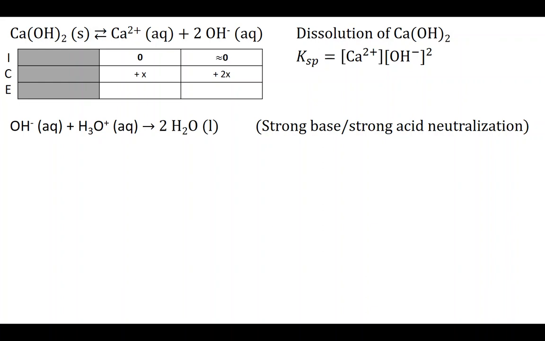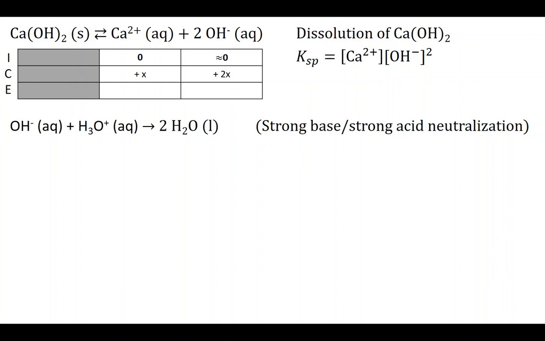Now we know that whenever calcium hydroxide dissolves, twice as much hydroxide ions go into solution for every 1 calcium ion, and you can tell that from the coefficients in our balanced equation. So the change portion for calcium is just going to be plus x, but for hydroxide it's going to be plus 2x because it's going to have to be exactly twice the amount.